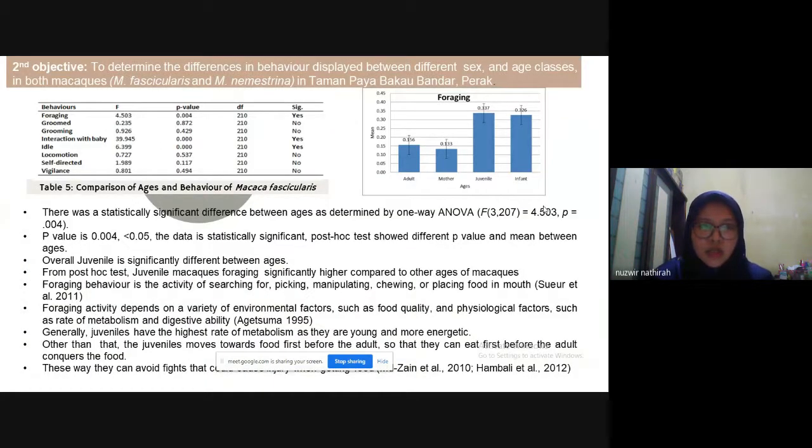As mentioned in the second objective, this table is the comparison of age and behavior of Macaca fascicularis. The data is statistically significant. Post hoc tests show different p-value and mean between the ages. Overall, juvenile is significantly different between the ages. From the post hoc test, juvenile macaques foraging significantly higher compared to the other ages of the macaque.